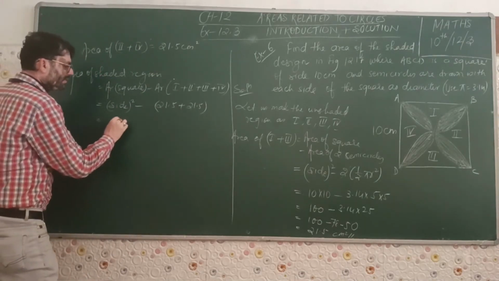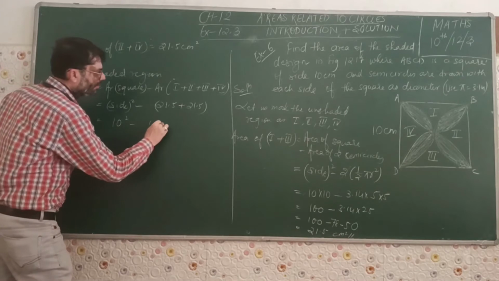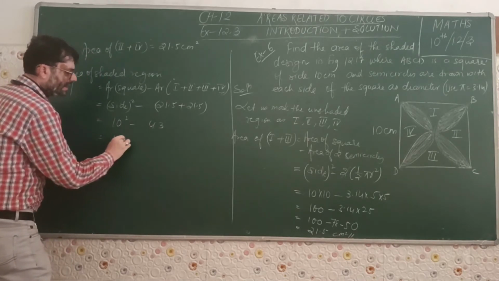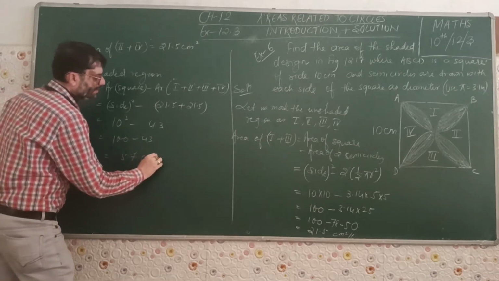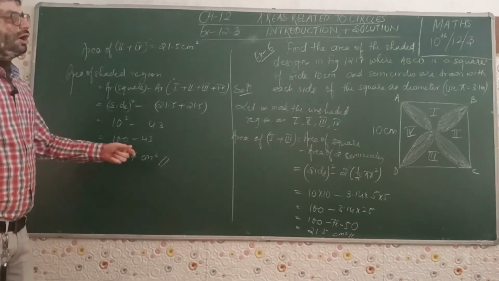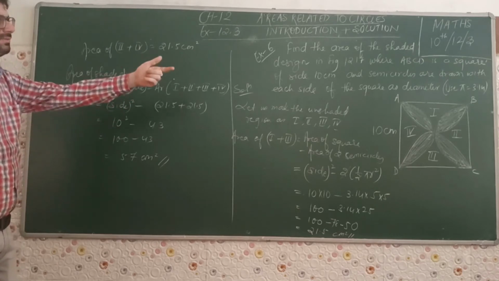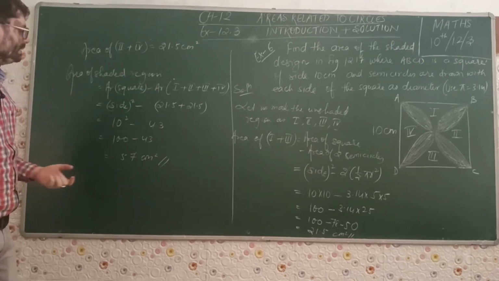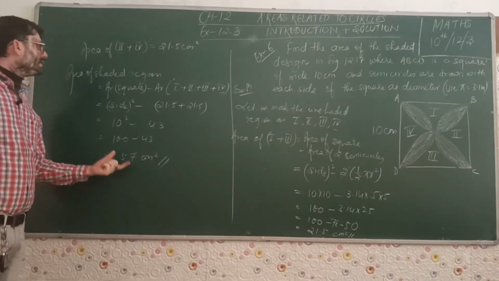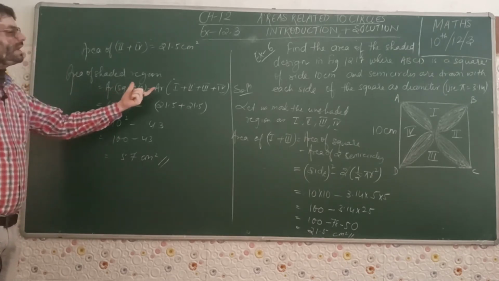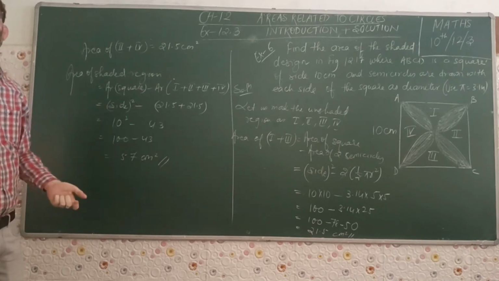So the area of the square is 10 square minus 43. This is 100 minus 43, which is equal to 57 centimeter square. So the area of the shaded region that we require from our question, example number 6, is 57 centimeter square, which was calculated by the formula area of the square minus area of the unshaded region.